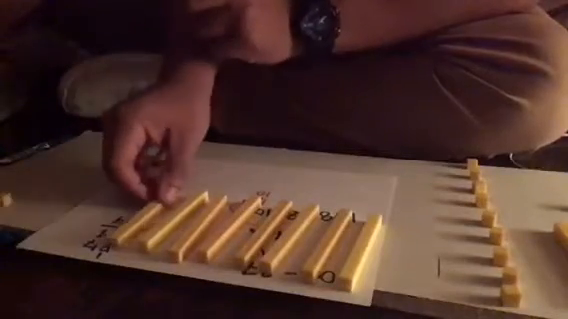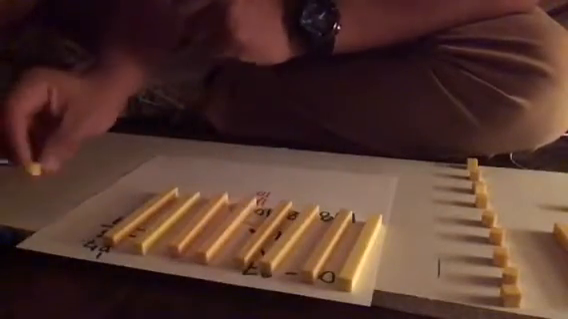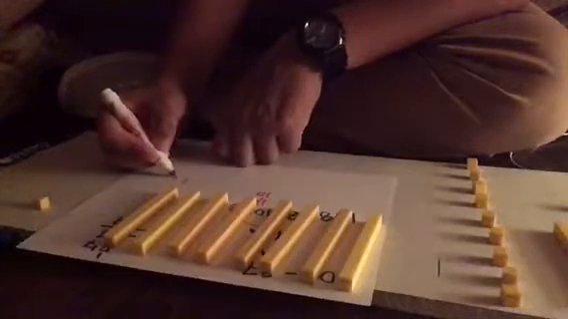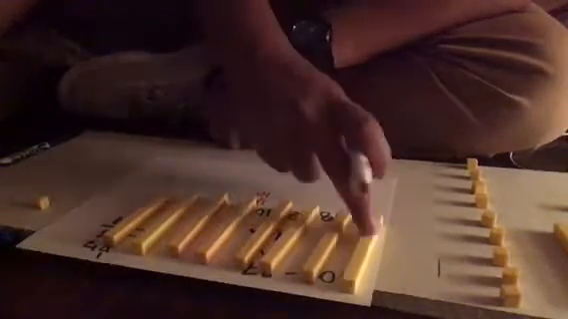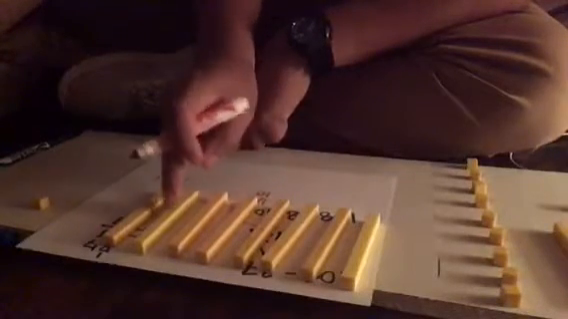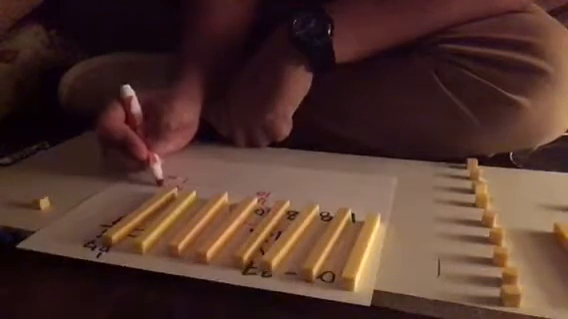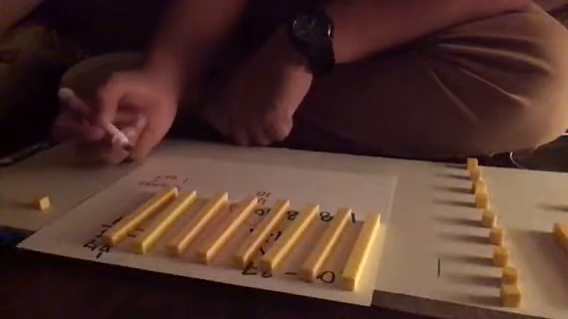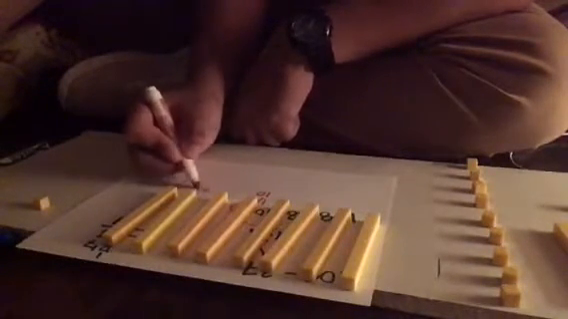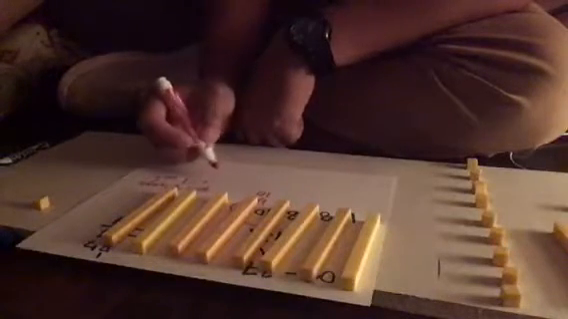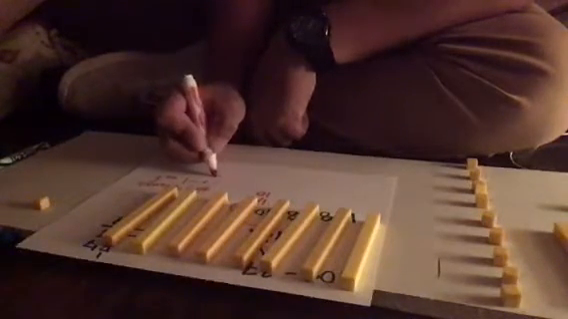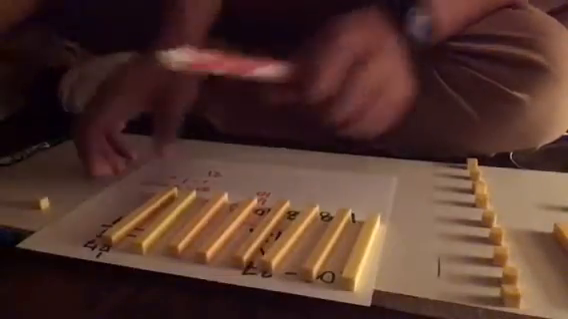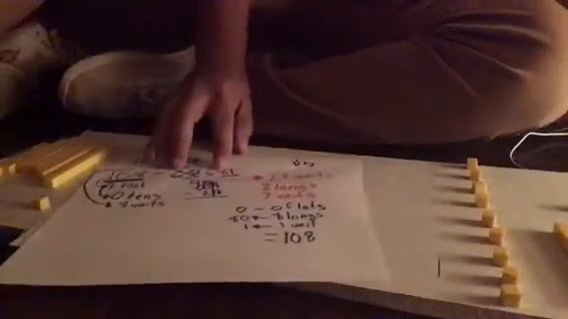Now to get my answer, all I have to do is count whatever I have left. So I have 1 unit, and 1, 2, 3, 4, 5, 6, 7, 8 longs. And if I'm not mistaken, this represents 80. This represents 1. And I should be coming up to the same answer as 81. And as you could tell, I have 81 here as my answer, and I have 81 here as my answer.